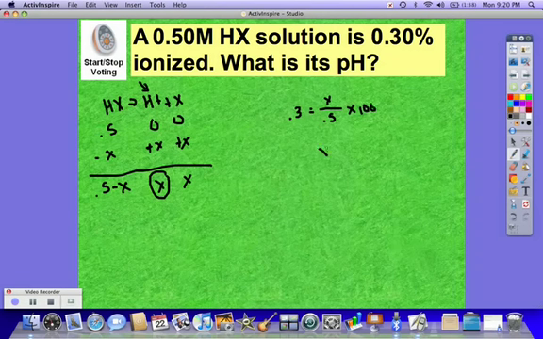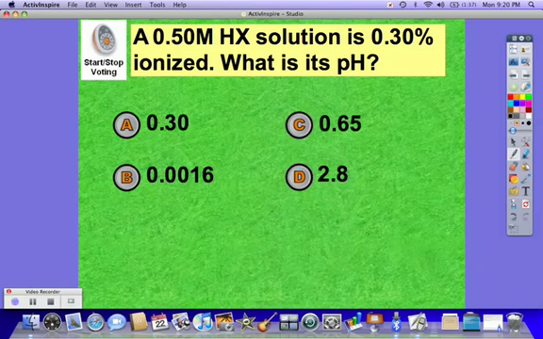Okay, so similar to the last problem, but we're just solving for pH instead of Ka. But at the end, we could have easily solved for Ka as well if it would have asked. So plugging it in, 0.3 equals X over 0.5. X is 0.0015, which is our concentration of H. So pH is equal to 2.82. So looking back at our answer choices, D is the closest answer.